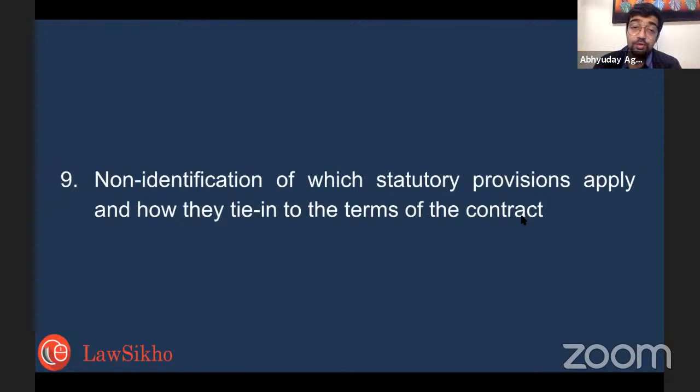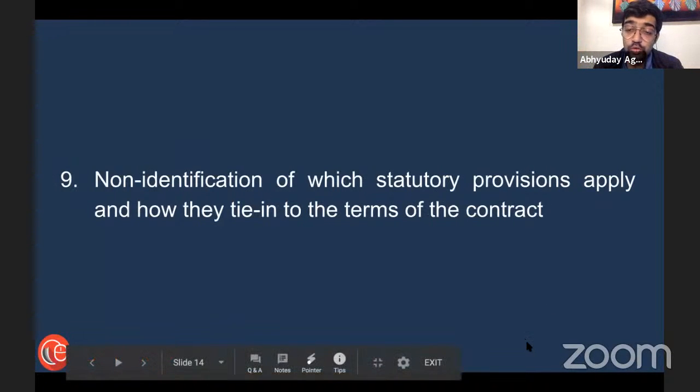Okay, non-identification. So somebody is asking me what to do about statute.